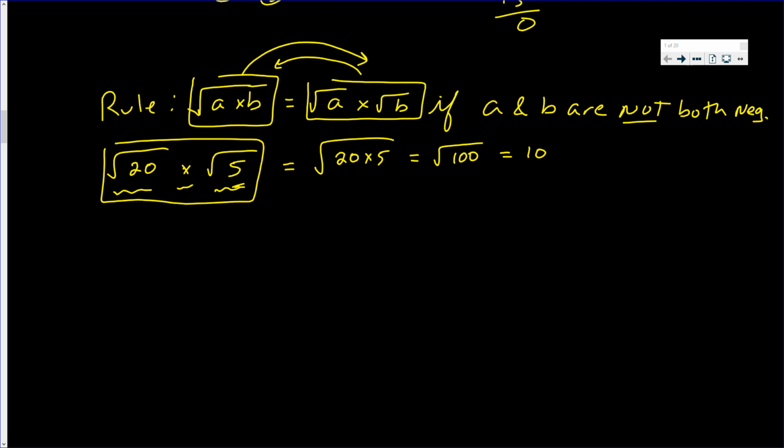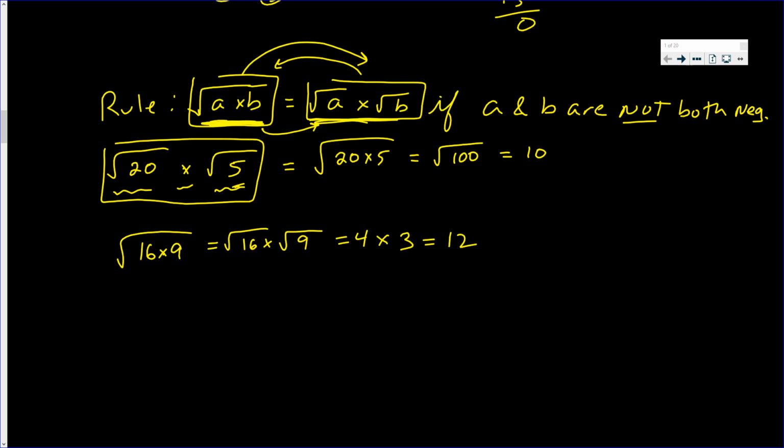Now, if you have the square root of 16 times 9, I'd break this up. I would go from this form over here to this form. Why? Because I know the square root of 16 and I know the square root of 9. And I multiply them. 4 times 4 is 16. And the square root of 9 is 3. So that gives me 12. So sometimes it's better to separate them, and other times it's better to put them together.